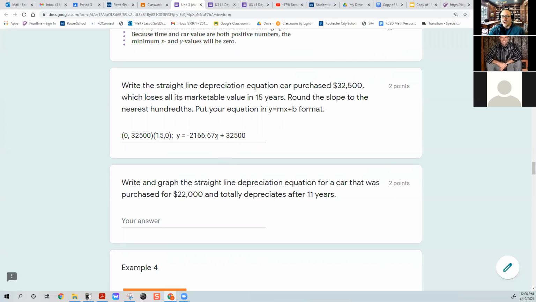when the time is 0, or when this function starts where X is 0, the y value is just 32,500, right? If X is 0, then this just all disappears. If X is 0, the slope just disappears, doesn't even matter. And then that means y equals 32,500.